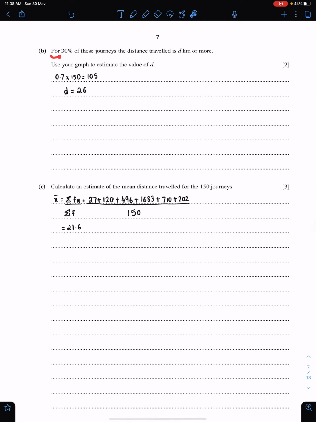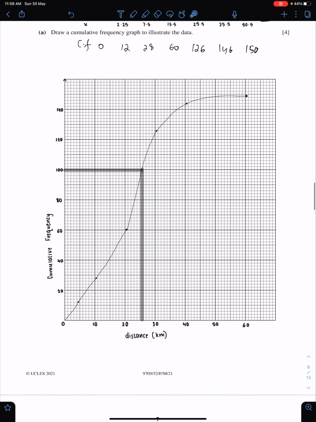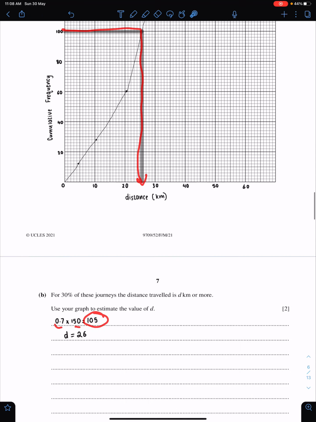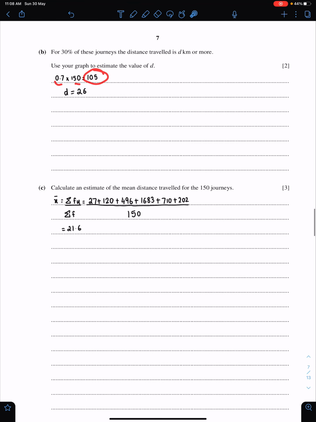Part B. For 30% of these journeys, the distance traveled is d kilometers or more. Or you can say, for 70% of these journeys, the distance traveled is d kilometers or less. So 70% of 150 is 105. This is 105, and this distance is required, which is 26.